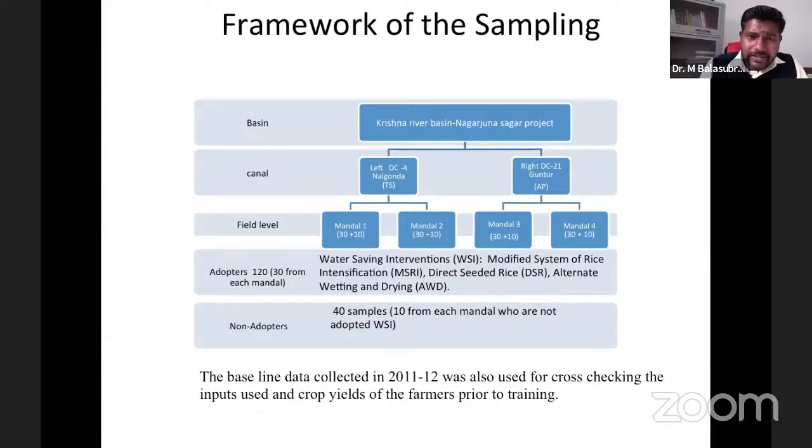At field level, random sampling was taken in the area. We can have a list of beneficiaries, those who attended, did not attend, and implemented, from a kind of survey, and from that list the random selections were made. Non-adopters from the two distributary canals were also selected, from each canal.